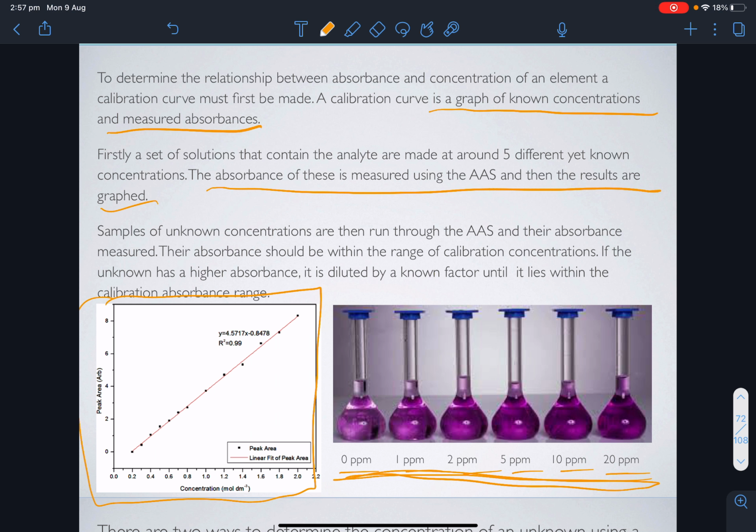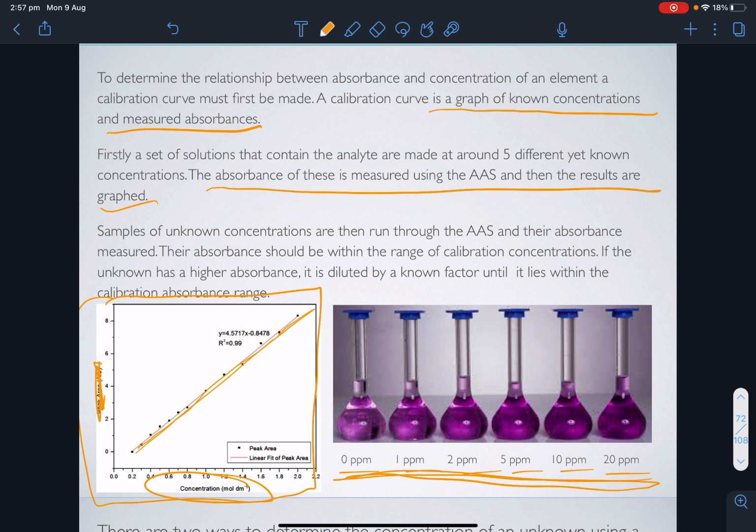And what we're going to do is measure the absorbances of those, and then plot it on a graph of concentration versus, not peak area, that's terrible, we should have it as absorbance. And what we're going to see is a linear trend, and we're going to get a line of best fit there. And therefore, we're going to know the relationship between absorbance and concentration.